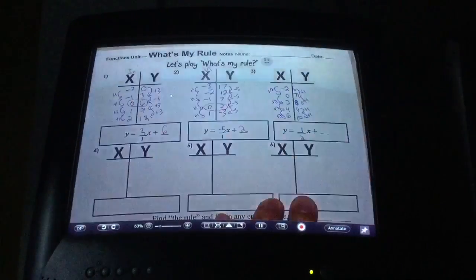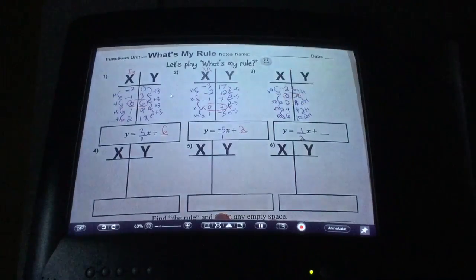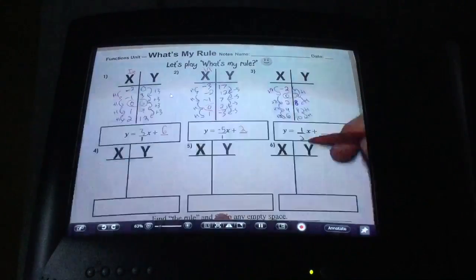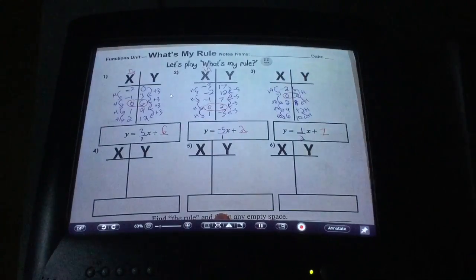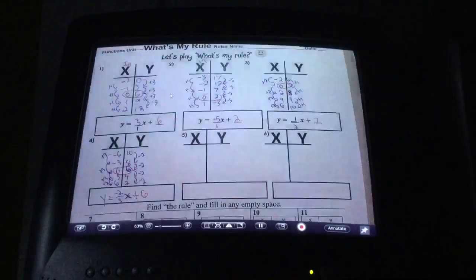Now we have to find the input. The input of 0 gets me an output of 7. Therefore it's going to be 1 over 2X plus 7. Okay? Now the next two I want you guys to try on your own.